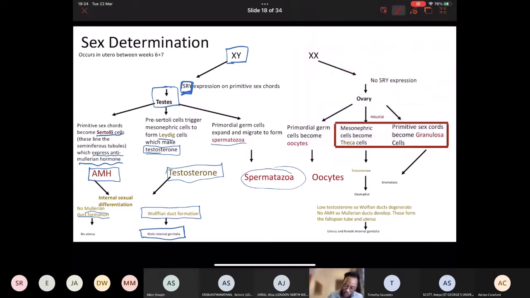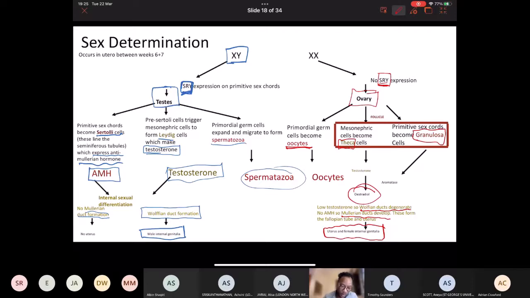Now let's look at the other concept for females. Now, they don't have this sex determination region Y gene expressed, the SRY or the SORY gene. And so what this causes is the gonad of ovaries, if you want to put it that way, okay? Now we've got the theca cells, and we've got the primitive sex cord, which becomes granulosa cells. And obviously we've got oocytes, which is the opposite of the spermatozoa. Now, of course, there's a little bit of testosterone together with aromatase, which causes estradiol. So the Wolffian duct degenerates. There's no anti-Müllerian hormone, so the Müllerian duct develops, and this causes a uterus formation and female internal genitalia.